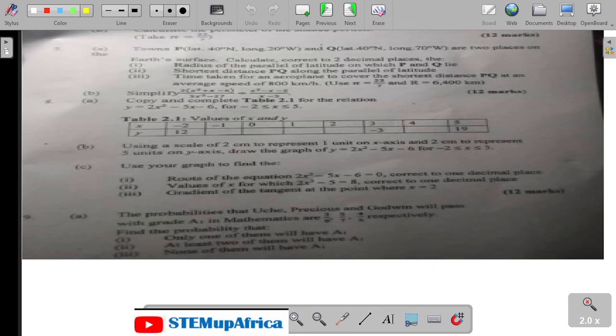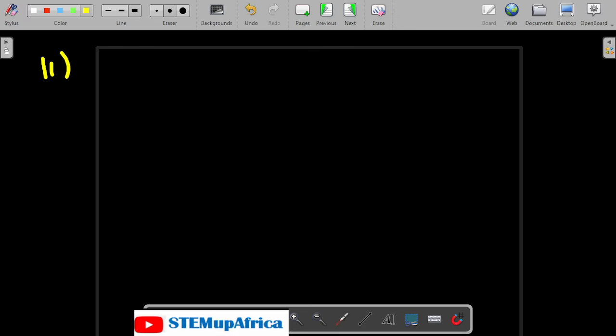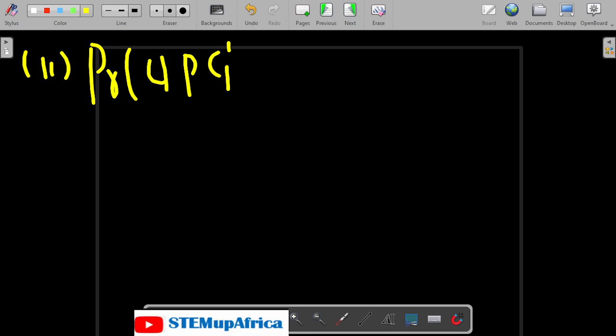Then at least two of them got A1, at least two. So who are the two persons that got the A1? Roman figure 2, at least two. Who are those two persons? That means it is the probability that Uche got the A1, then Precious got the A1 and Godwin failed.